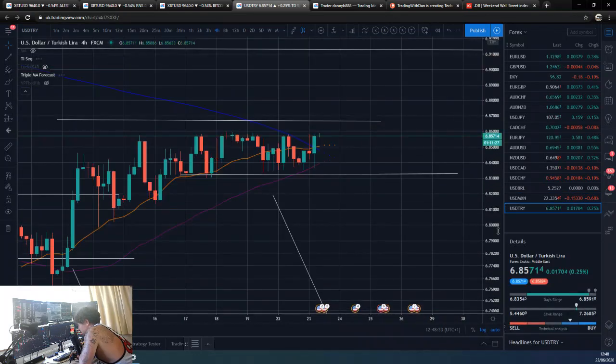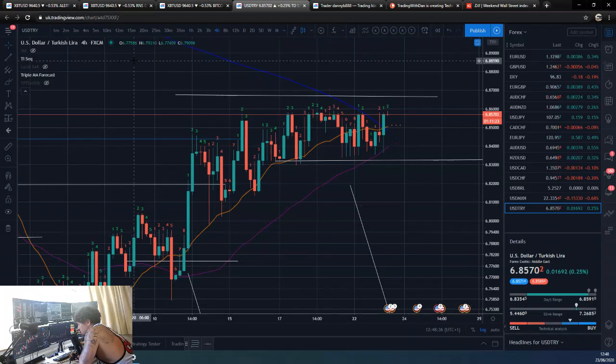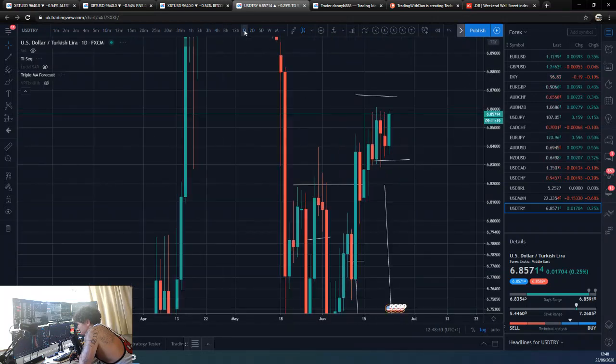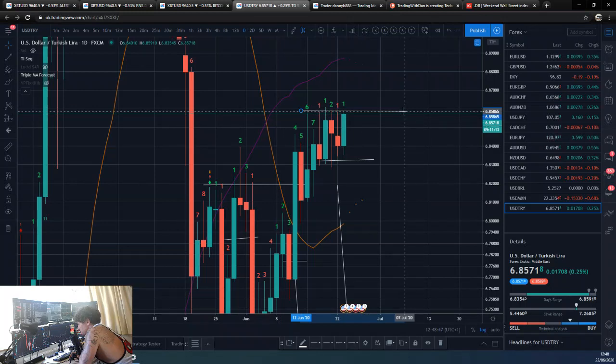Last one, US dollar Turkish lira. I don't class the Turkish lira so much as a commodity currency. Right, why have we got a line there? This is obviously some line I've moved by accident somehow, but we'll just move that there, and we will straighten this up a tad.